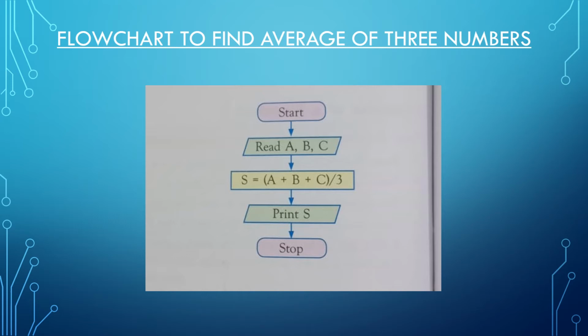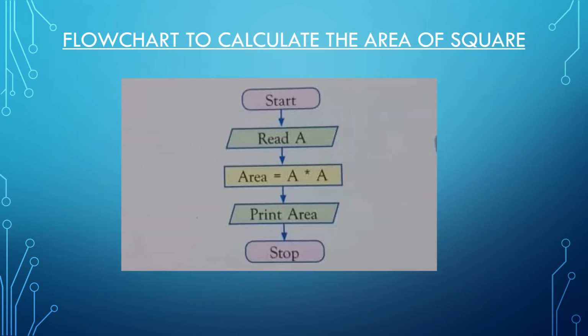After this, we will print the value of S, that is, the value of the average of three numbers. After we have calculated the average, we will stop our flowchart with the help of the stop box. Clear, students? So let's start another example of a flowchart: to calculate the area of a square.